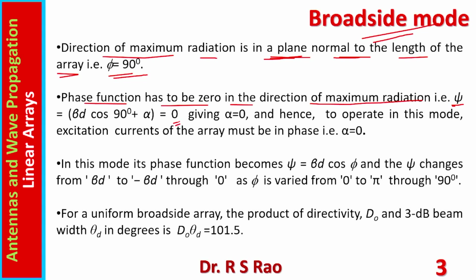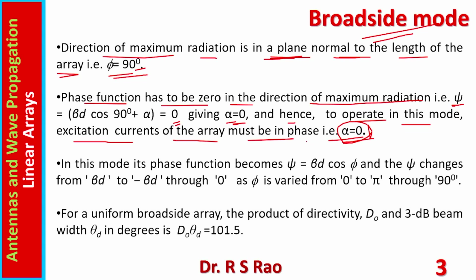Direction of maximum radiation is along phi equal to 90 degrees. Therefore, beta d cos 90 degrees plus alpha has to be 0, giving alpha equal to 0, and hence to operate in this mode, excitation currents of the array must be in phase. Alpha has to be 0 to operate a linear array in broadside mode.